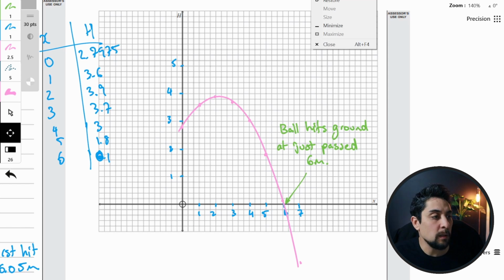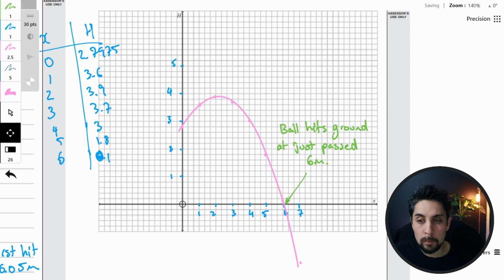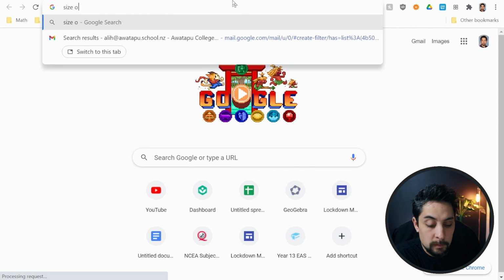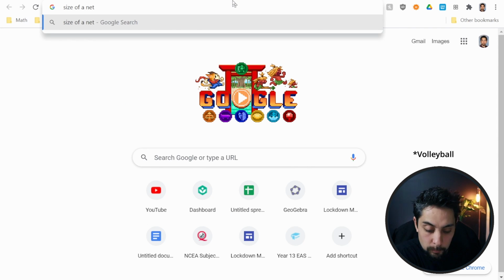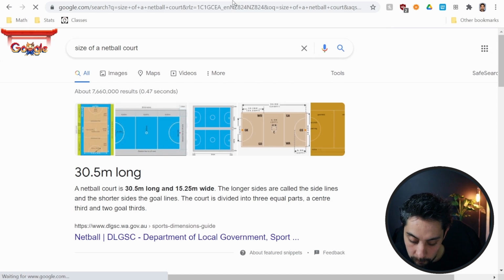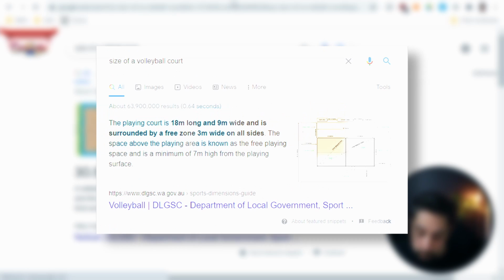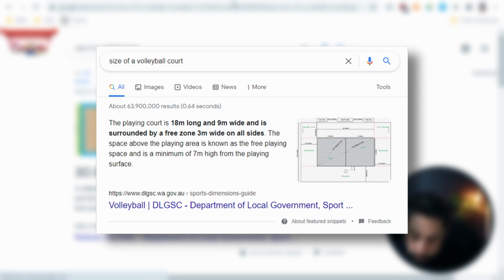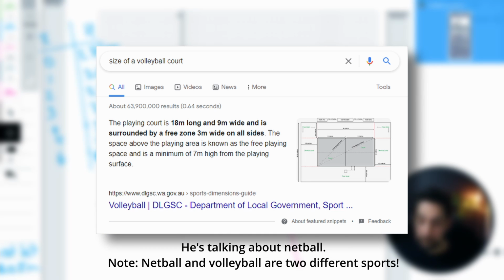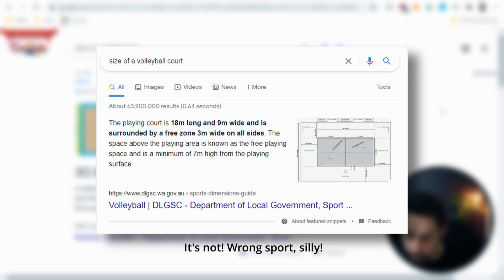Now, just as a quick aside, I'm going to quickly Google the size of a netball court. That's it, a court. 30 meters long, holy moly. So it's 15 meters wide. The length is 30 meters, so it's really long. I had no idea it was that long.